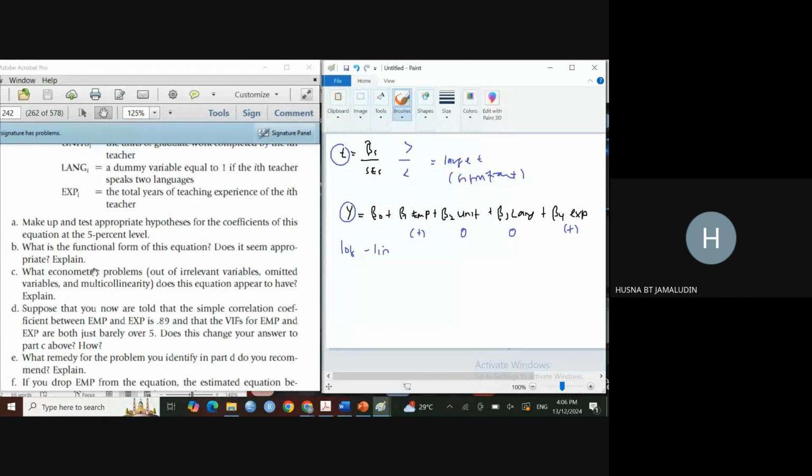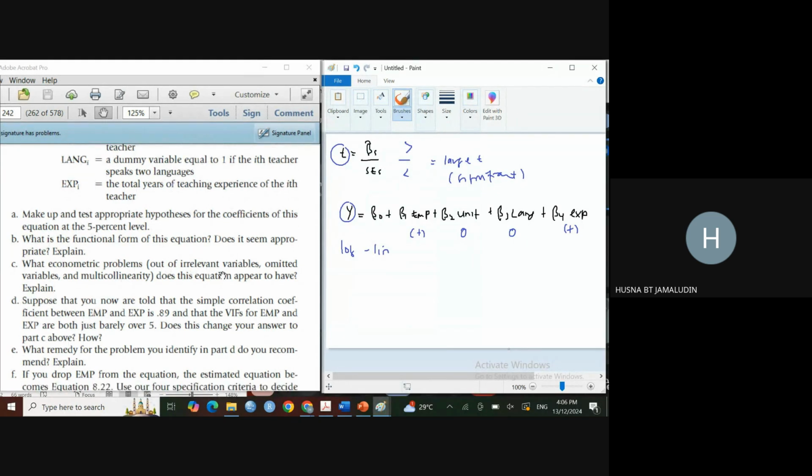Does it seem appropriate? Of course. You can explain it in terms of percentage when you talk about income, and income normally will increase a lot, but the other things will not increase as much. What econometric problem? I think we have discussed, right? Besides the irrelevant variables, you have omitted variables. Of course, you will have omitted variables. There are so many factors that affect your salary.